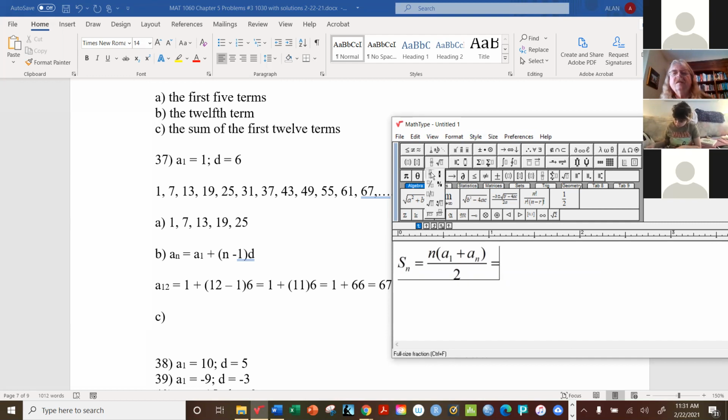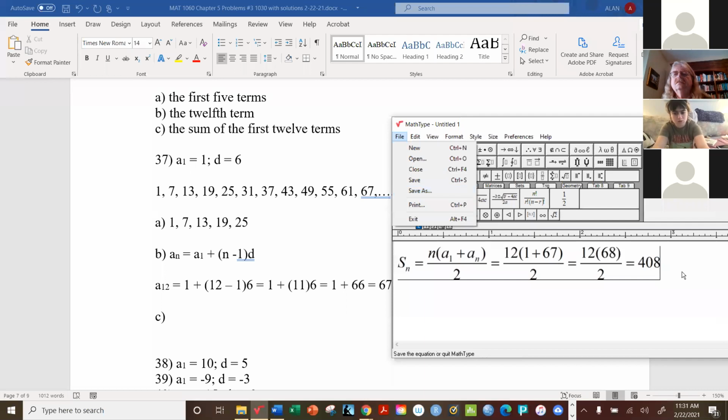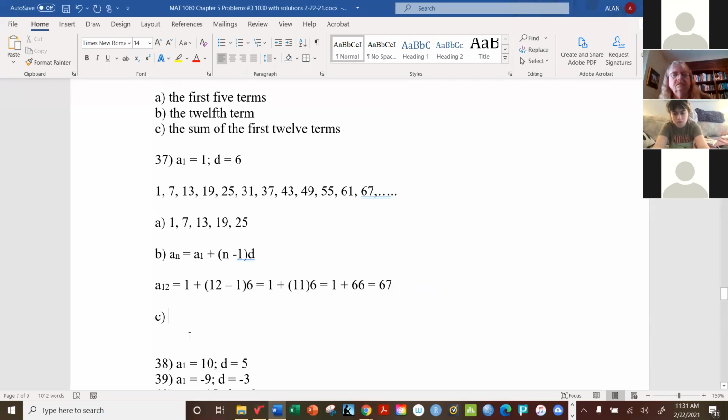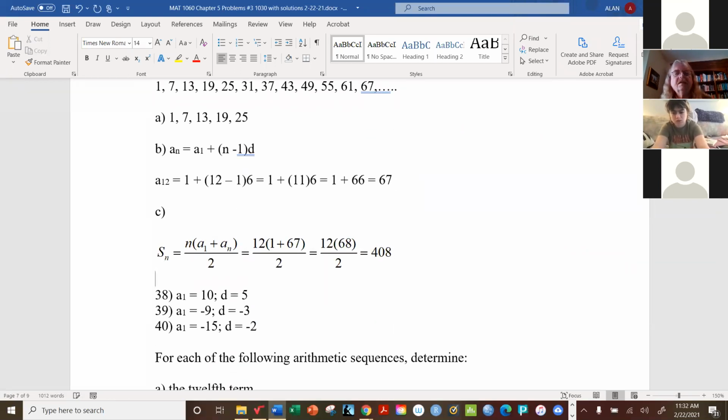So the N is 12. The first term is 1. The 12th term is 67, which we discovered ourselves. And so you've actually got 12 times 68 over 2. And if you work that on your calculator, that turns out to be 408. And that's it for that one.